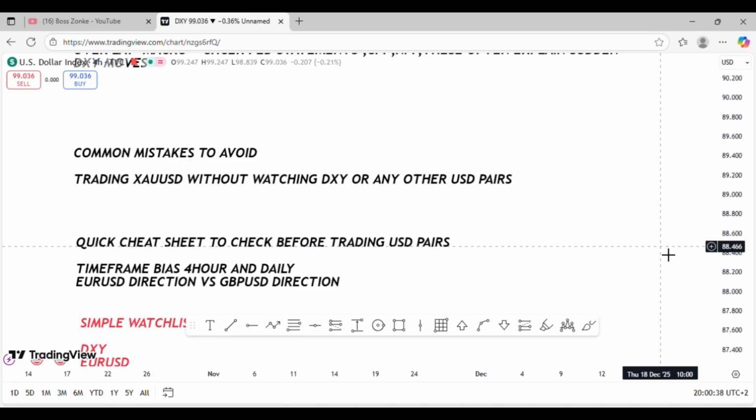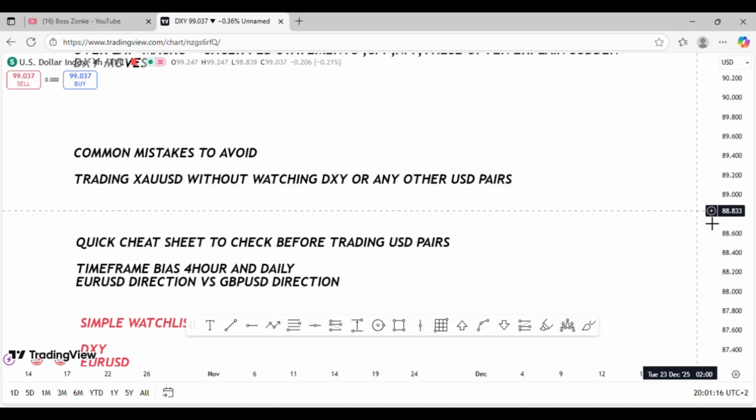Common mistakes to avoid: trading gold without checking DXY or any other USD pairs. It's not advisable for you to trade gold without even checking DXY first. I suggest and advise that if you are trading gold without even checking the DXY, I don't know how you do that. I don't know. You are the king of the Forex market, because wow.